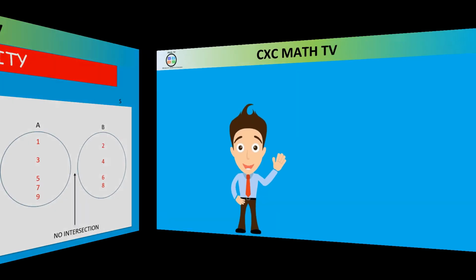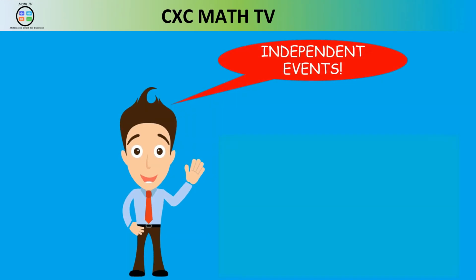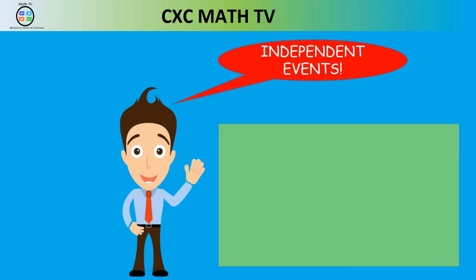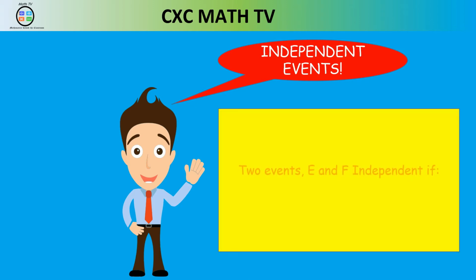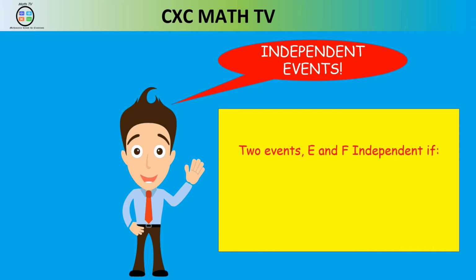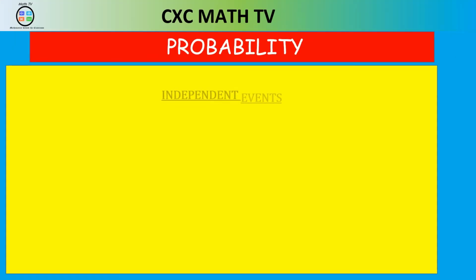Now two events are said to be independent if the probability of their intersection is equal to the product of the probabilities of the events occurring. That is, E and F are independent if the probability of E intersect F is equal to the probability of E times the probability of F. That's all you need to remember for independent events.